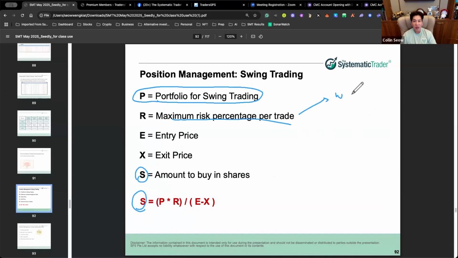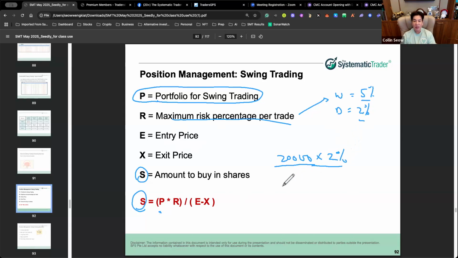Usually on the weekly chart, we aim for 5%. On the daily chart, we aim for 2%. That is the usual rule of thumb. The formula is portfolio multiplied by risk, divided by entry price minus exit price. Let's say 20,000 is the capital used for swing trade, multiplied by risk. For example, a daily swing will be 2% risk. A weekly swing will be 5%.